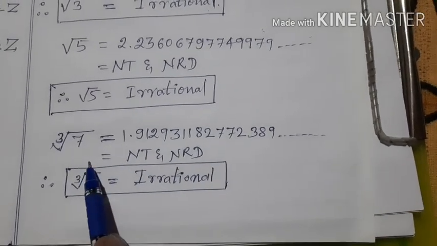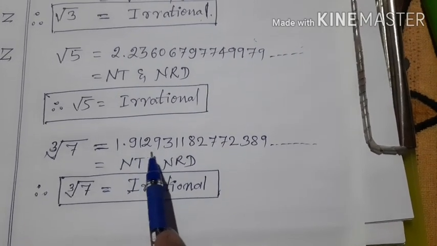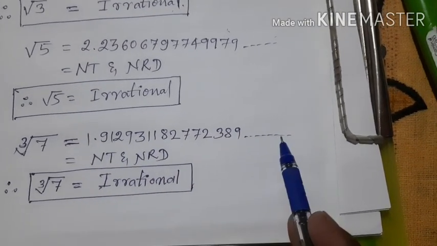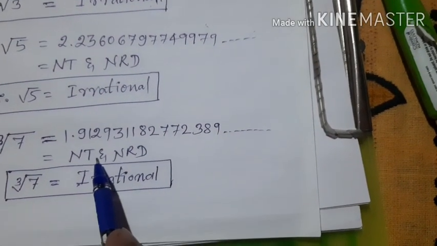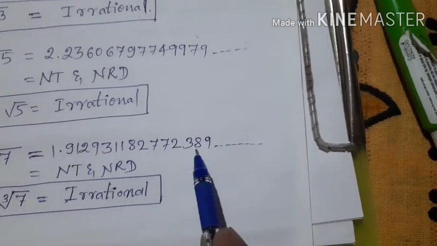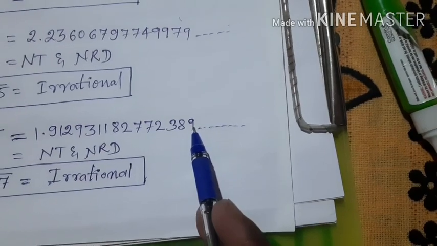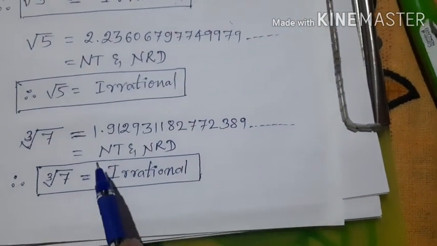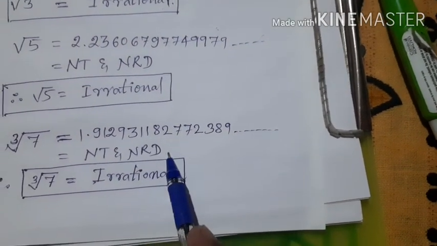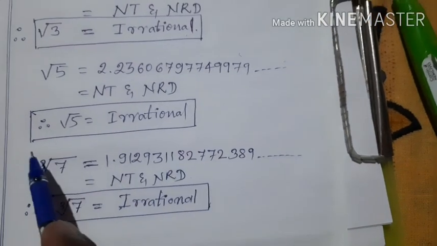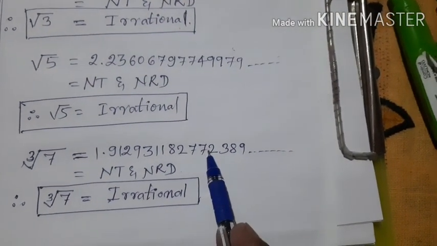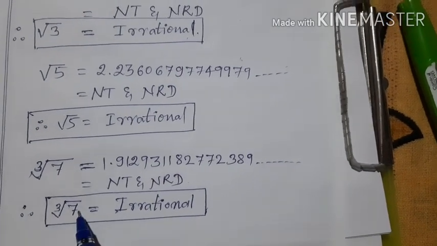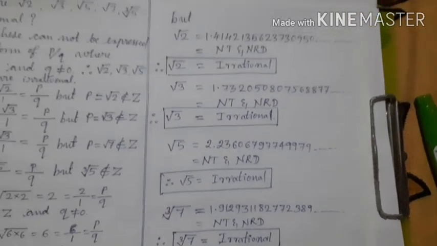And lastly, cube root of 7. Cube root of 7's value is 1.91293118277238... Here in the decimal part, the digits will not end. That's why it is a non-terminating decimal, and not a single digit or a group of two digits or three digits is repeating in the decimal part. That is why it is a non-recurring or non-repeating decimal. This is an example for a non-terminating and non-recurring decimal, and such decimals are irrational numbers. That is why cube root of 7 is irrational. Did you learn, children?